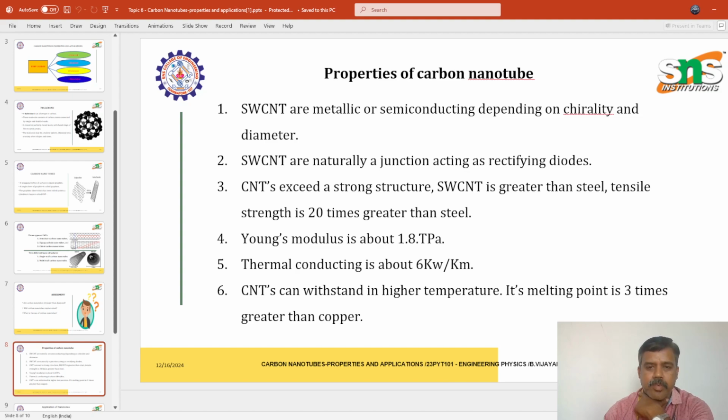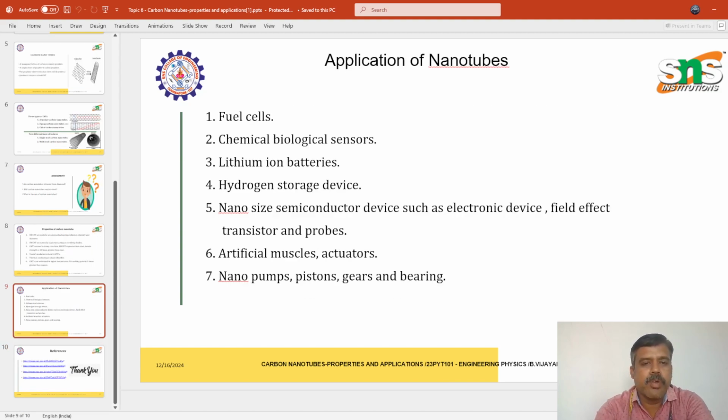So we use these nanotubes to create new types of devices with higher strength and flexibility. The applications of carbon nanotubes: the first is fuel cells. Most energy fuel cells are created with nanotubes because nanotubes are a high storage device system. So fuel cells are a very important application of nanotubes. Then chemical and biological sensors, which play a very important role on the medical application side. Nanotubes are used to create biological sensors.